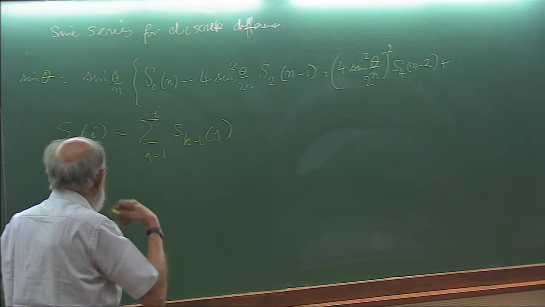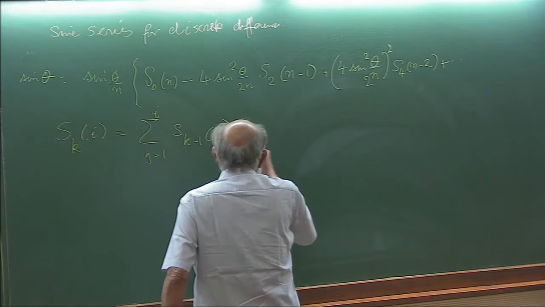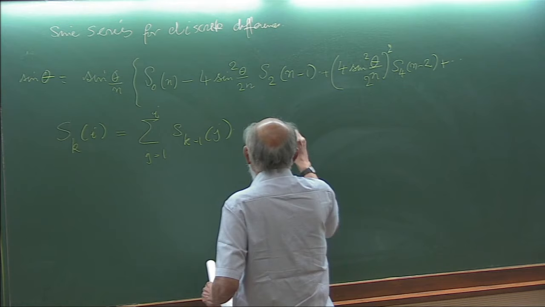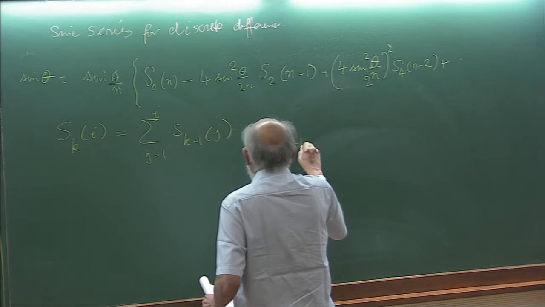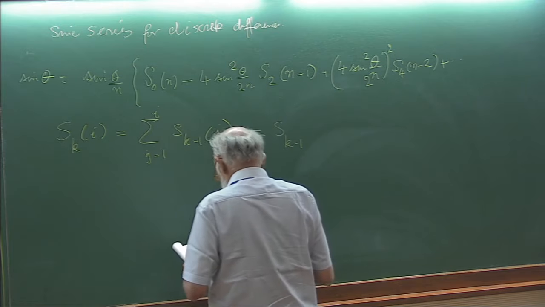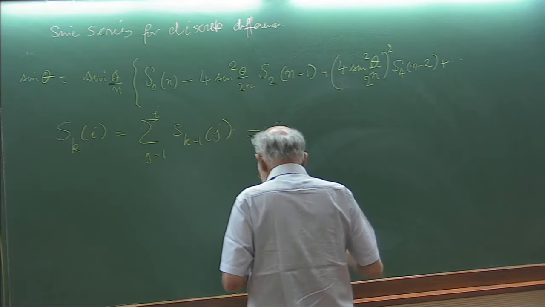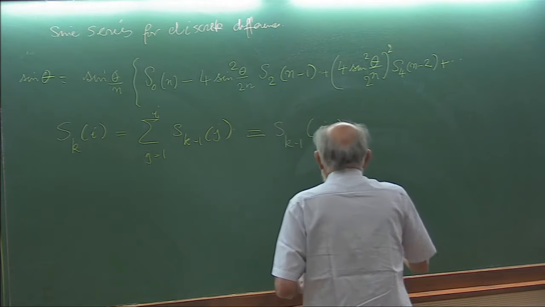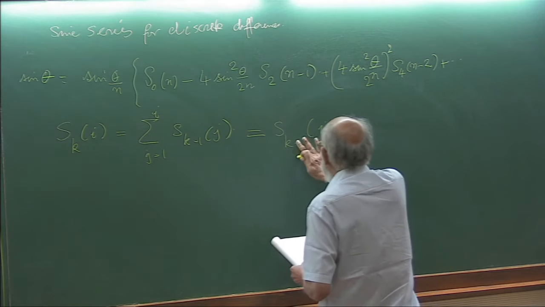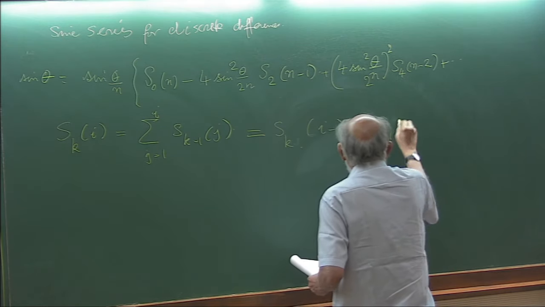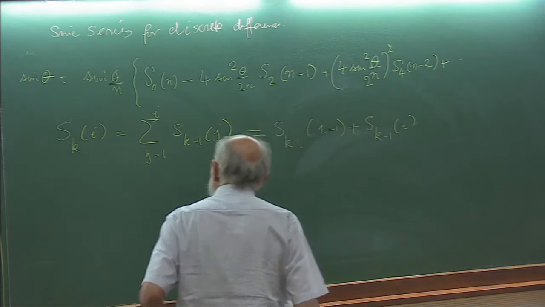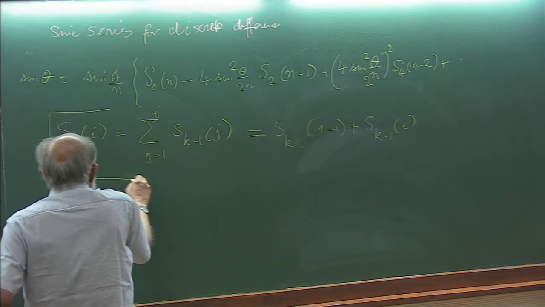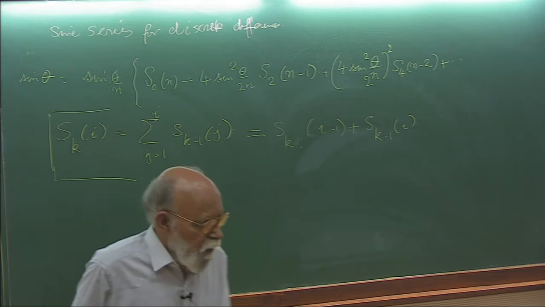Then you can write this, you separate the first term. What do you get? Take the leading term out, S k minus 1, i minus 1, that is all the terms except the i-th term, plus S k minus 1, i. So this is the recursion relation for the coefficients. They are defined in this way.